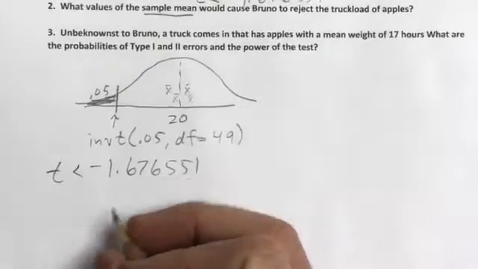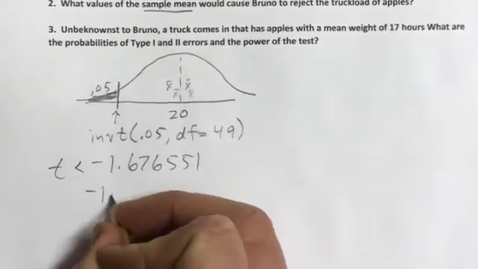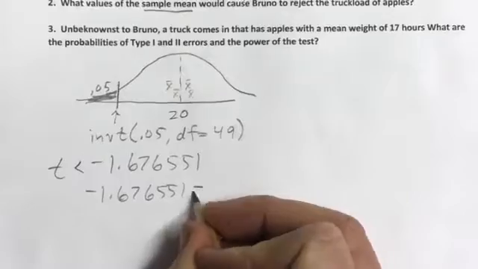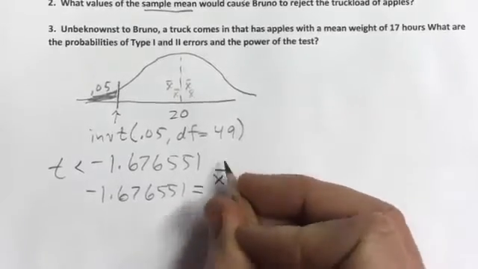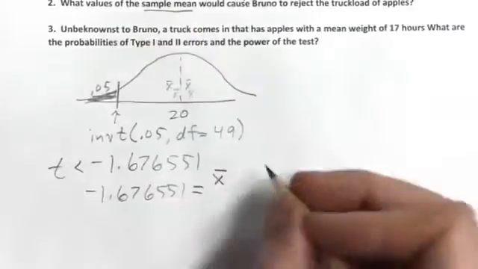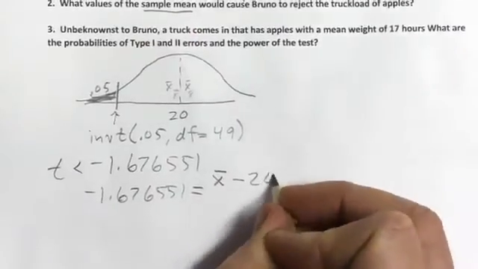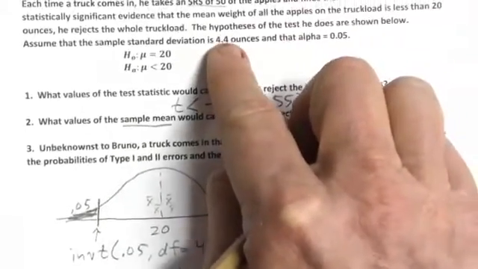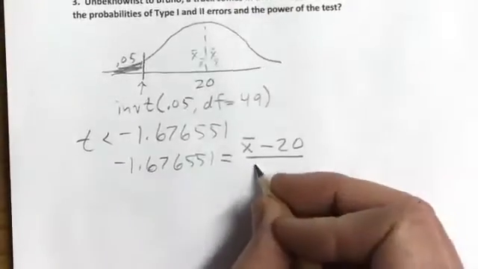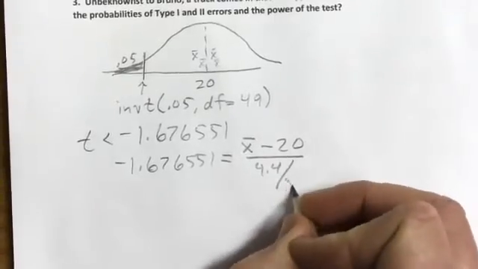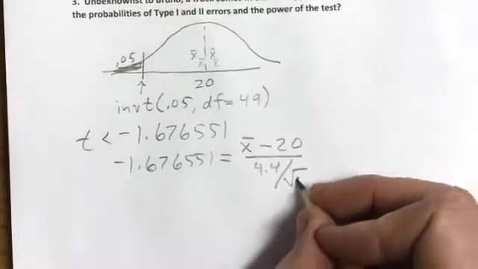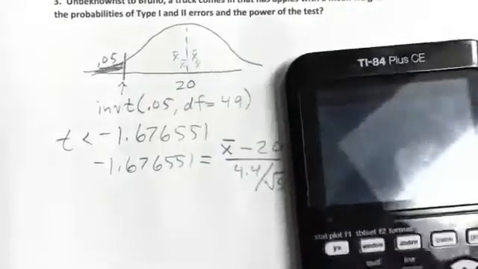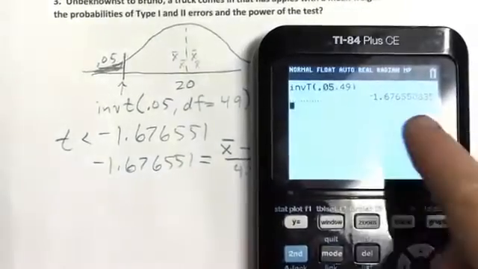So our t, our negative 1.676551, is going to be equal to our x bar, our sample mean, minus 20, our mu sub naught, over s, which is 4.4. So this would be 4.4 over the square root of our sample size, which is 50. And so we will use that to solve for x bar. I've got that number in there.